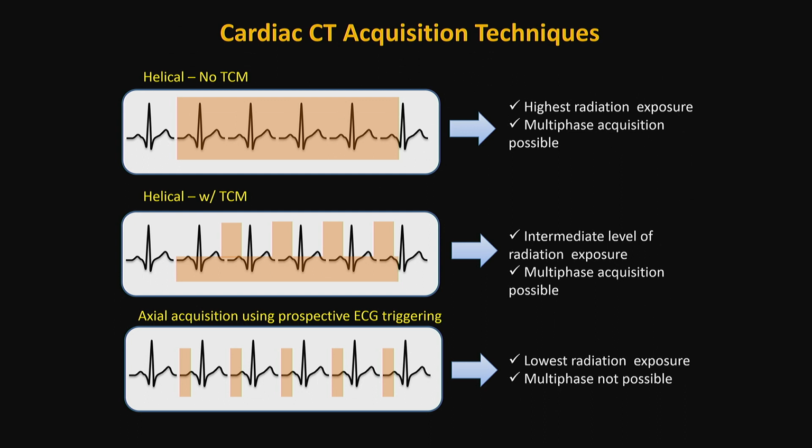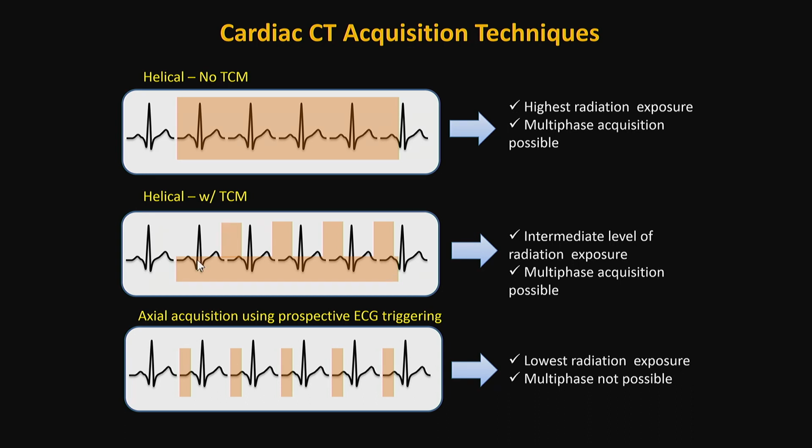There are various techniques that have now resulted in a dramatic reduction in the radiation dose associated with cardiac CT. I'm not going to go into too much detail, but it is important to know that currently most cardiac CTs that achieve a low dose use what's called an axial acquisition using prospective ECG triggering. And when this is used, the X-rays are essentially only delivered at pre-specified portions of the cardiac cycle, typically in diastole, and they're completely turned off in other portions of the cardiac cycle.